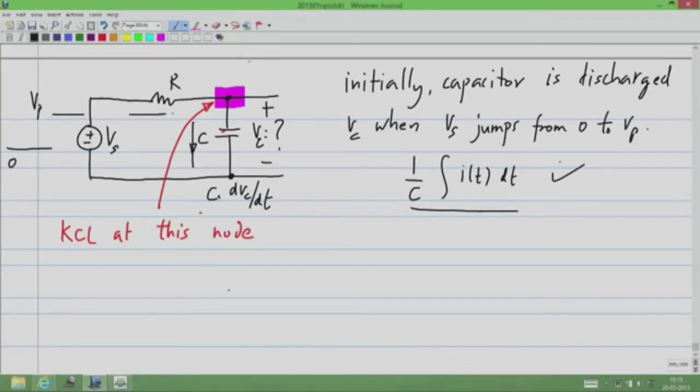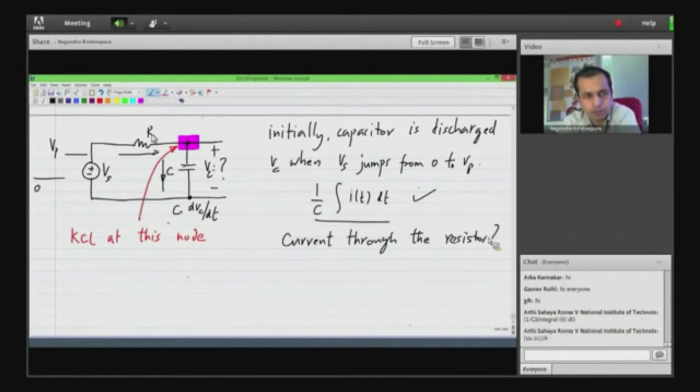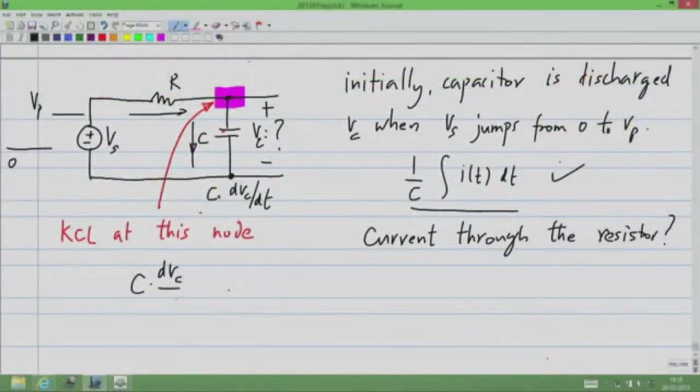Now that has to be equal to the current coming from the resistor. So what is the current through the resistor in terms of Vc? Please try to answer this. Okay, that is correct. So the capacitor current, which is C times dVc by dt, equals the current in the resistor, which is Vs minus Vc divided by R.